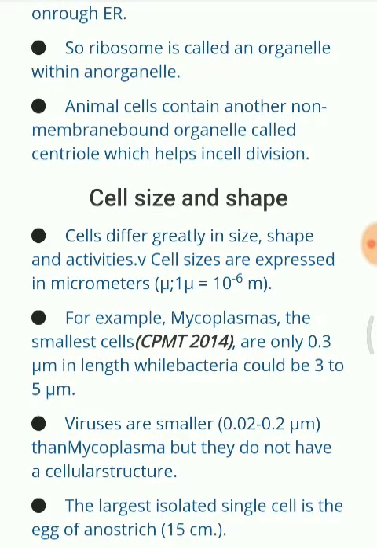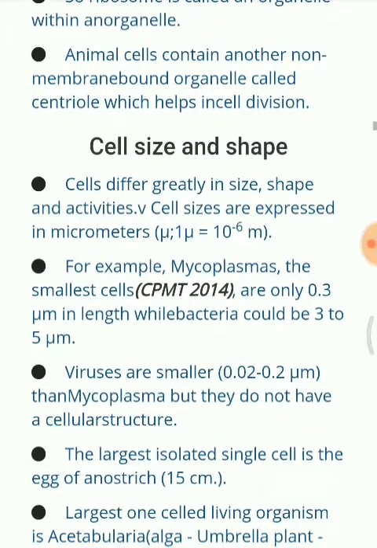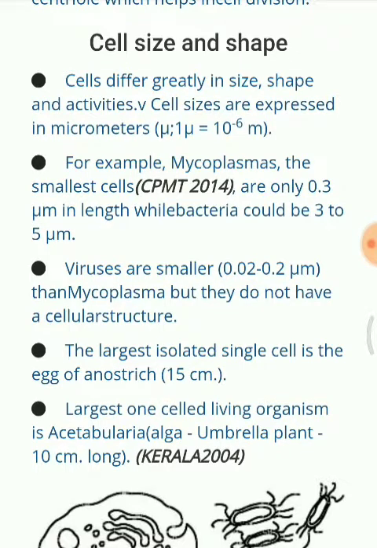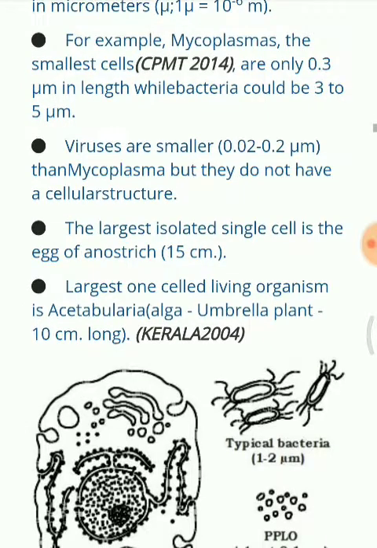Cell size and shape. Cells differ greatly in size, shape, and activities. Cell sizes are expressed in micrometers. For example, mycoplasmas are the smallest cells and are only 0.3 micrometer in length, while bacteria could be 3 to 5 micrometers. Viruses are smaller, 0.02 to 0.2 micrometers, than mycoplasma, but they do not have a cellular structure.